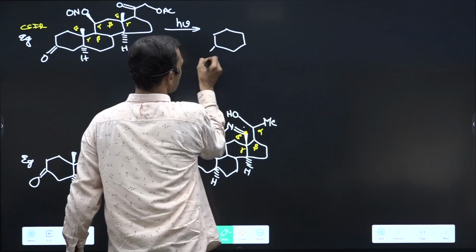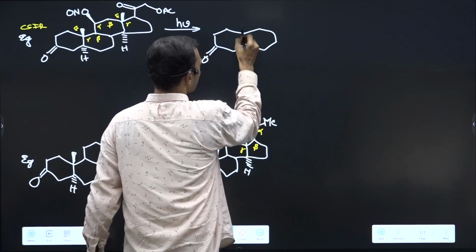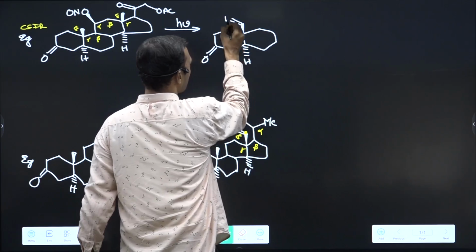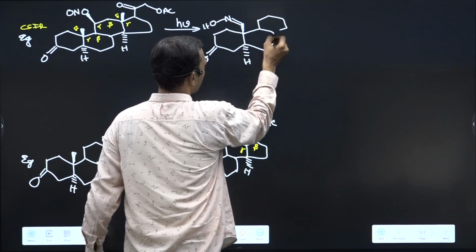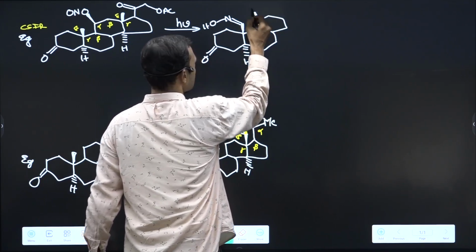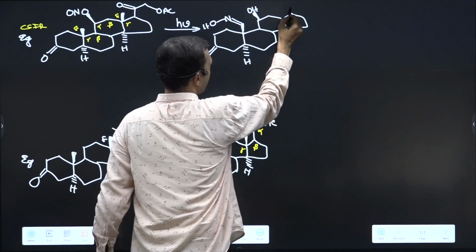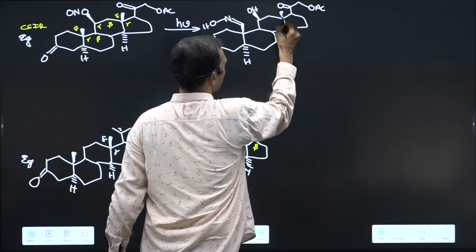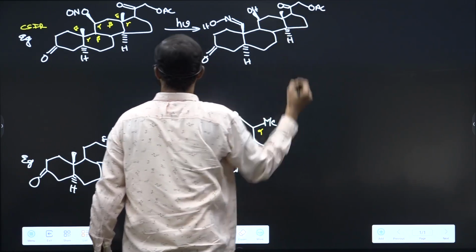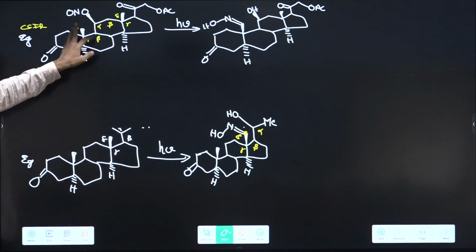This carbonyl group is unaffected. This is a dotted line. Can I write a thick line here? Carbon-nitrogen double bond, and this is OH. And here, is it a thick line or not? Thick line. This is double bond OAC, and this is methyl, angular methyl, and this is a dotted line. That is the answer. Right? Be careful with these 2 points.